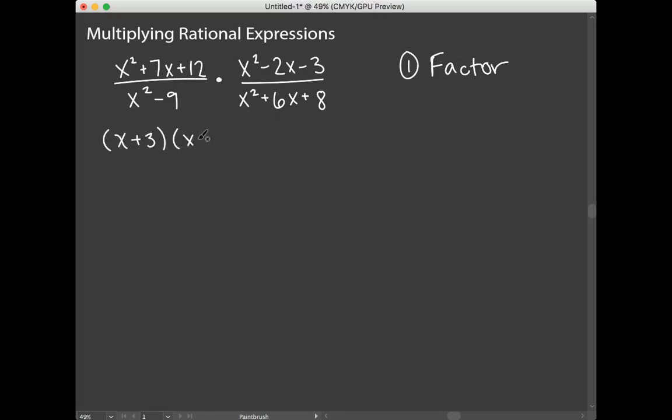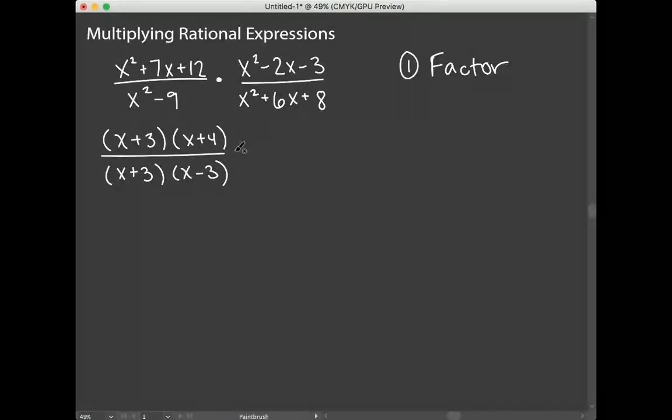So this numerator here is x plus 3 times x plus 4. The denominator is x plus 3, x minus 3. Don't forget about that difference of two squares. This numerator on this side, x minus 3, x plus 1. And the denominator here, to get 6, 2, and 4.